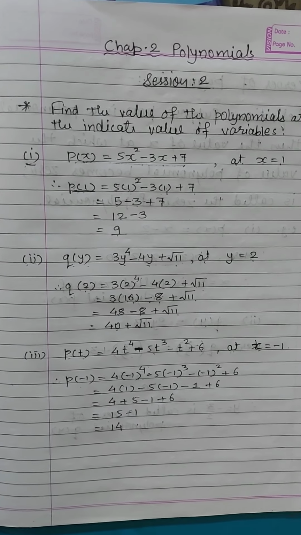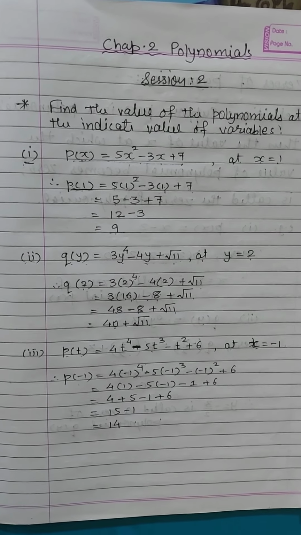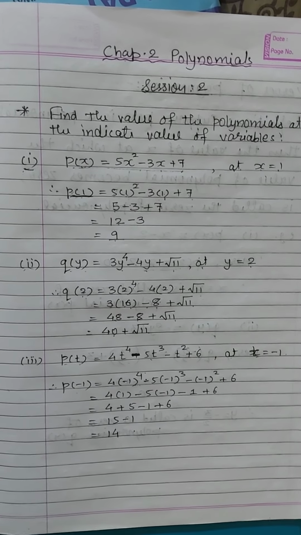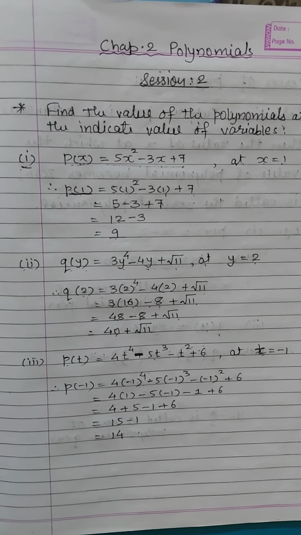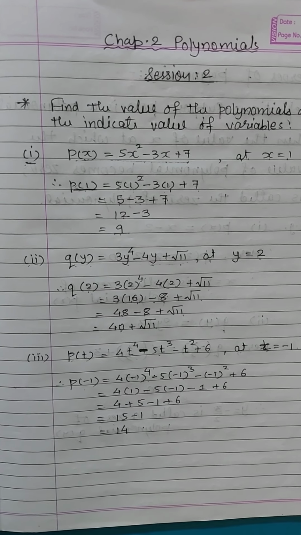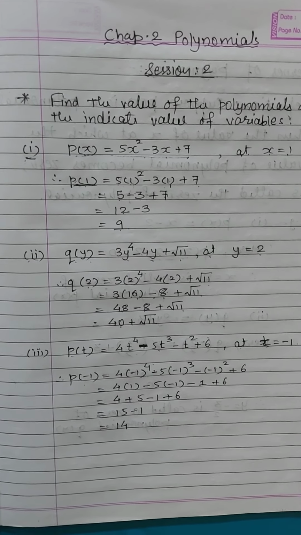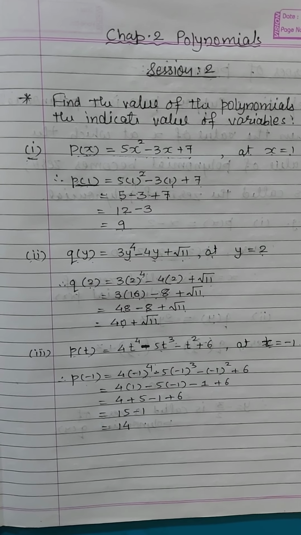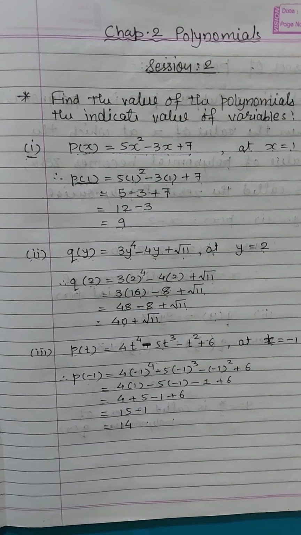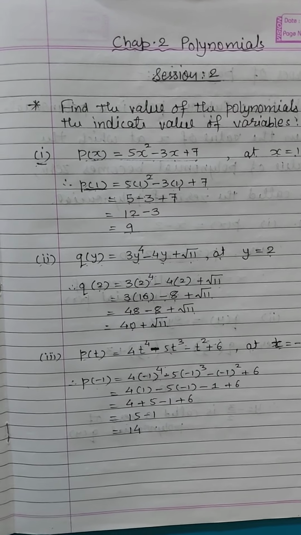Hello, good morning, students. This is the second session of chapter 2, polynomials. In the last session, you learned the definition of polynomials, the difference between polynomials and expressions, coefficients of the terms of the polynomials, as well as the value of the polynomials at different values of variables. Also, we have seen exercise 3.1, right?